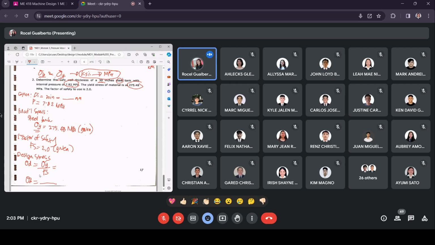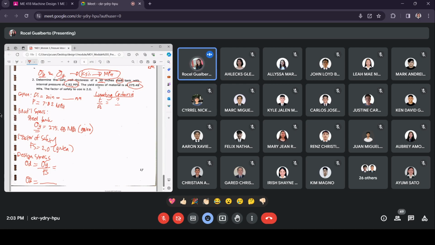After the design stress, it is time for you to decide which procedure would be applied. You need to know whether the given vessel is a thin wall or a thick wall. So you will be using the limiting criteria, T over D sub I. But as I have, T is the unknown, so we cannot get a value yet. So what do you do next?